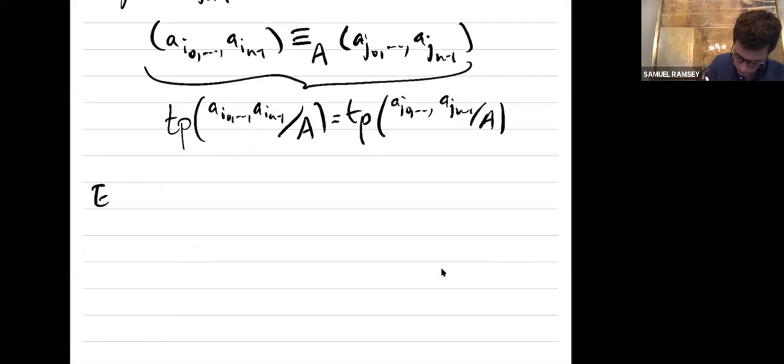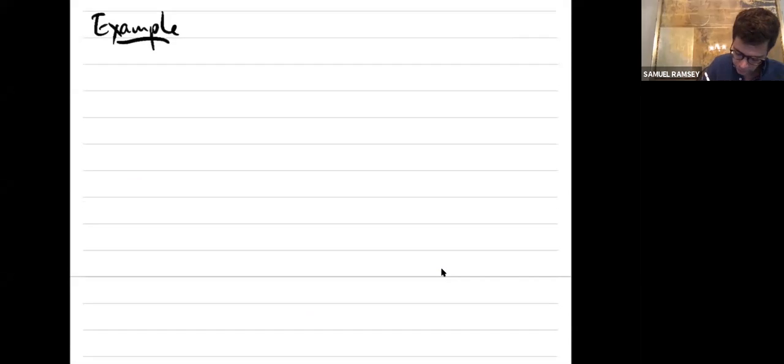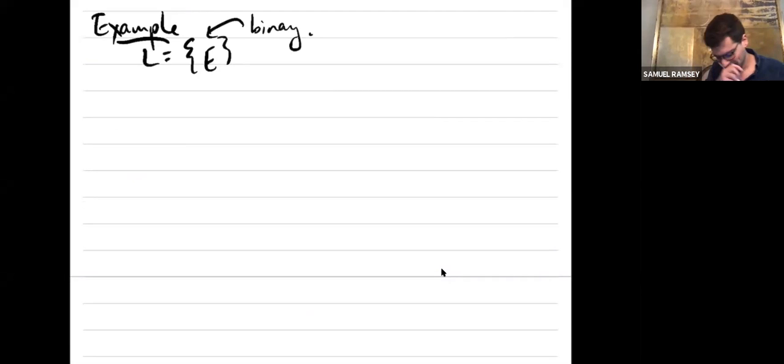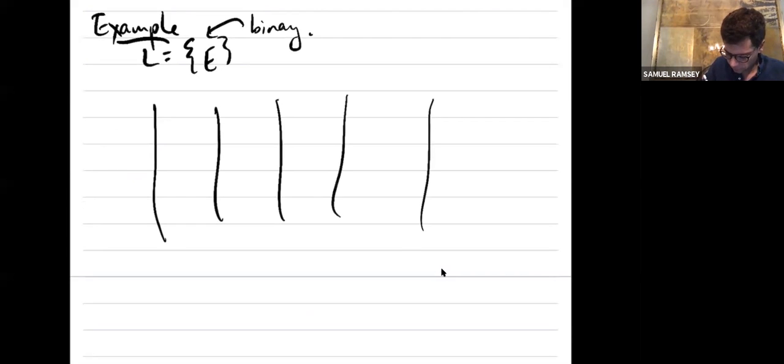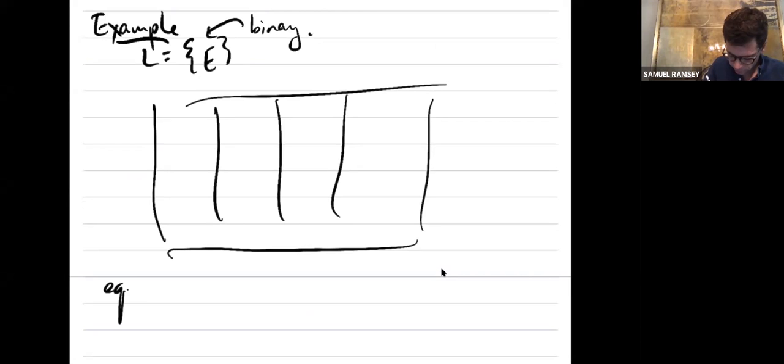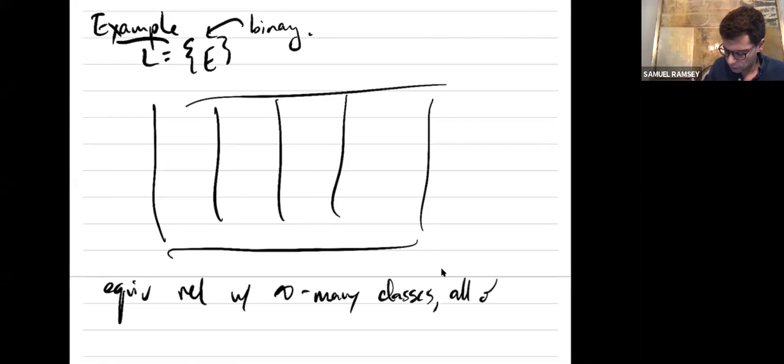All right, so we have lots of examples. Let's consider one of them. This is an example that I like. So let's consider the following language. The language will consist of E, which is just a binary relation, and T will be the theory of an equivalence relation with infinitely many classes, all of which are infinite.